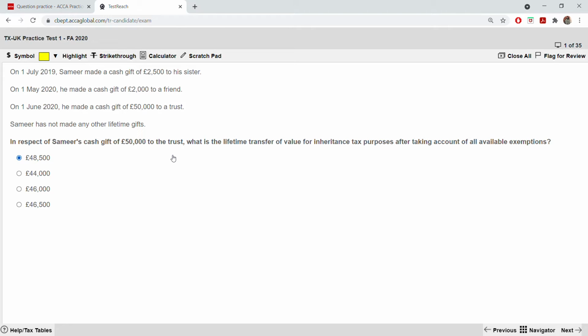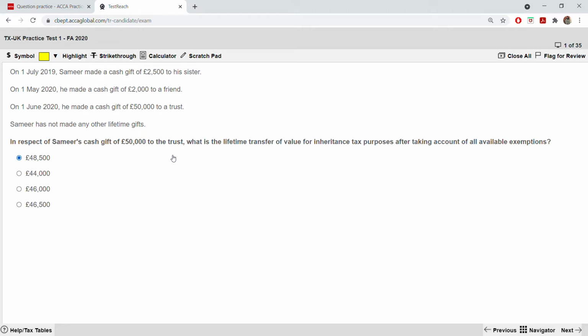So what is the first exemption you have to deduct? What would be the first exemption? It would be the annual exemption. Okay. So the annual exemption, we know. What is the annual exemption? How much is the annual exemption? The reason I'm going slow is I want to explain a little bit of inheritance tax also. Okay.